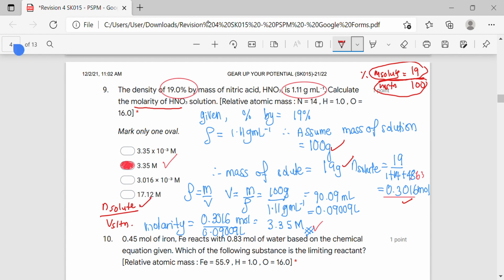Okay, then so kita dah dapat mole of solute. So, volume of solution kita just substitute dalam formula density. So, density equal to mass over volume. So, mass 100 gram divide by density 1.11. So, dapat volume in ml. So, convert to liter sebab kita nak gunakan dalam molarity. Volume tu mesti dalam liter. So, 3.35 molar.